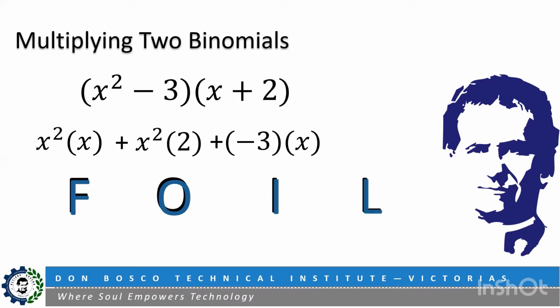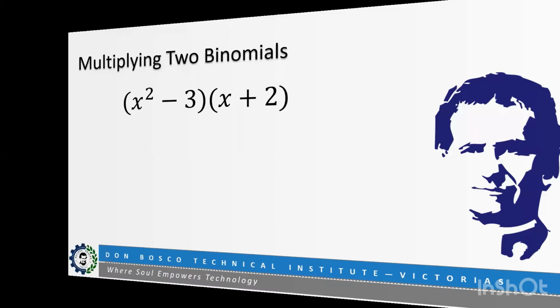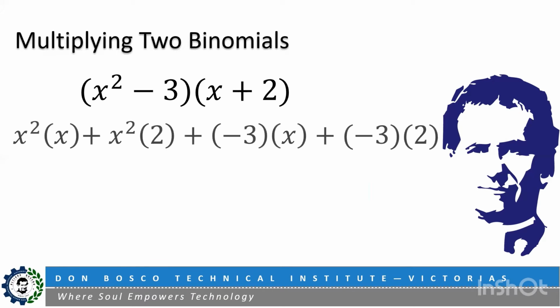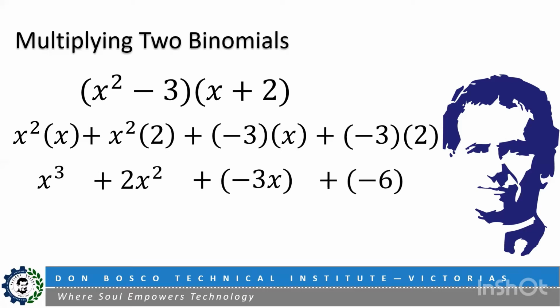And L obviously stands for last, where the last terms of each binomial are multiplied, giving us the term plus negative 3 times 2. The resulting expression is now x squared times x plus x squared times 2 plus negative 3 times x plus negative 3 times 2. Simplifying this, we will have x cubed plus 2x squared plus negative of 3x plus negative of 6.